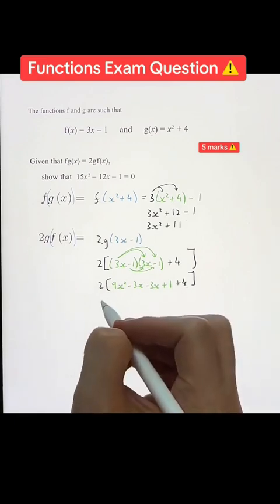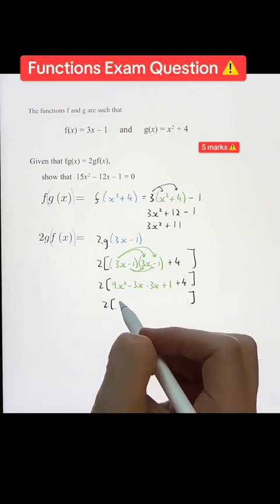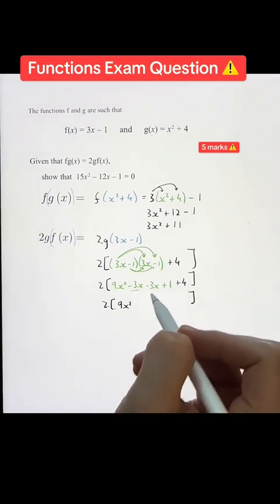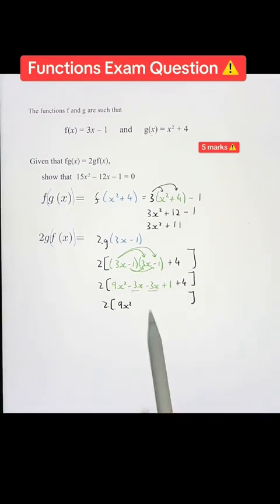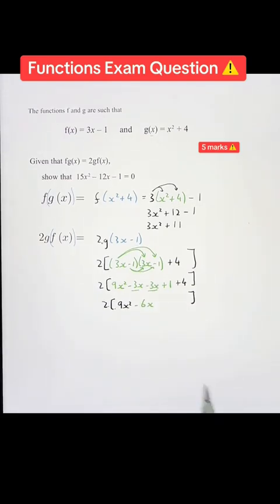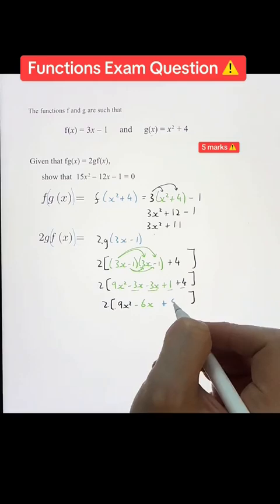Collecting like terms on the inside, I know I've got 9x squared and no other term ending in x squared. So leave 9x squared alone. I've got negative 3x, subtract another 3x. Well, negative 3x take another 3x will simplify to give us negative 6x. And collecting my number terms, well, 1 add 4 simplifies to give us plus 5.